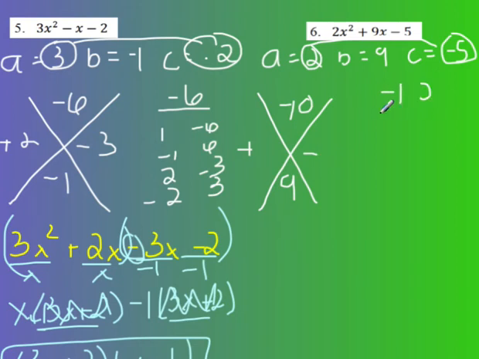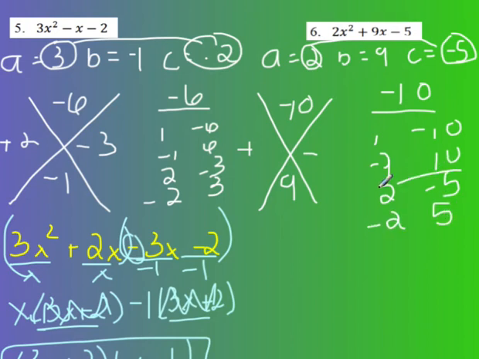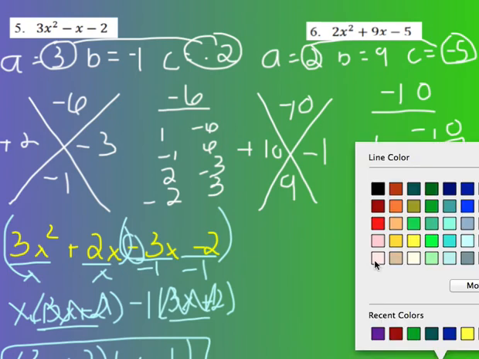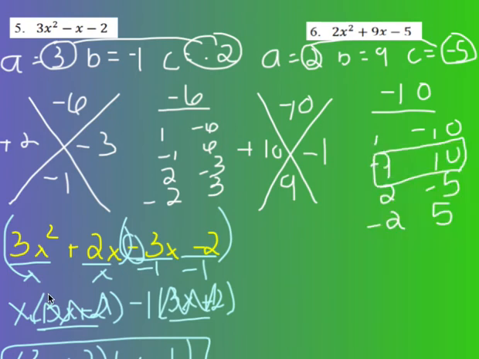So things that multiply to negative 10: 1, negative 10, negative 1, positive 10, 2, negative 5, negative 2, and 5. So to get a positive 9, we need negative 1 and positive 10. So my positive 10 goes there, my negative 1 goes there. Remember, it doesn't matter the order in which you put them in the x or into grouping. If you did the x correctly, it'll always work.